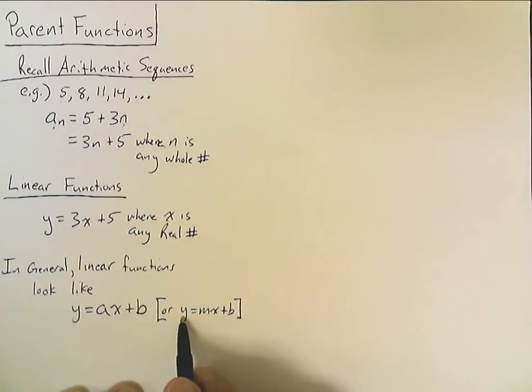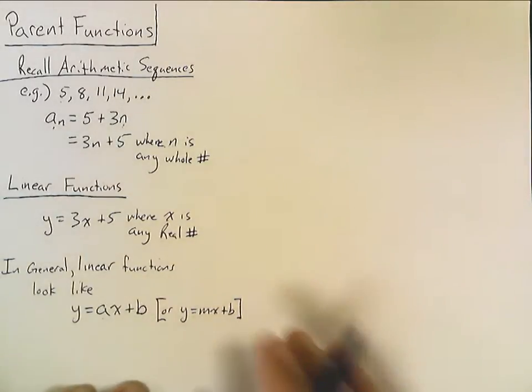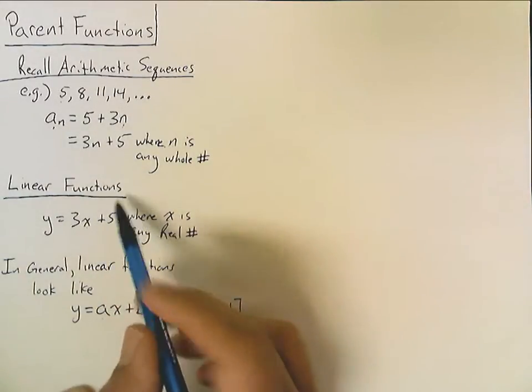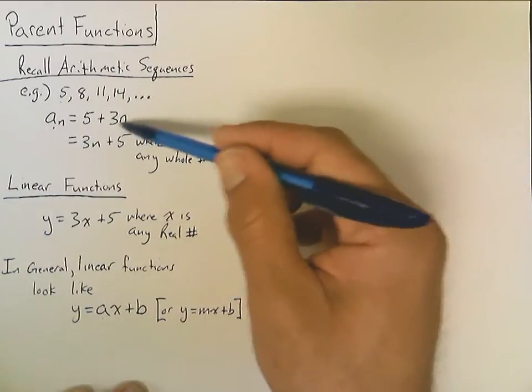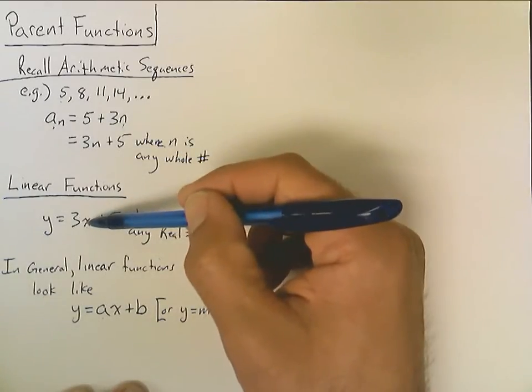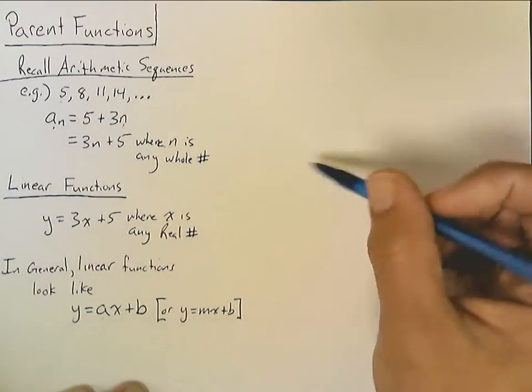All we're saying is that y is always going to be equal to some number times the variable x plus some other number. Whether you call it m or a, it makes no difference. So anyway, linear functions are really just arithmetic sequences, but now we're letting this n thing, now calling it x, and now it's going to be any real number, not just any whole number or natural number.